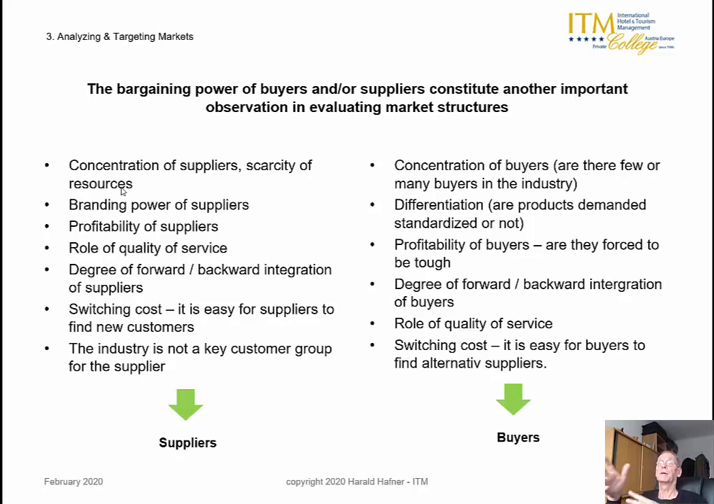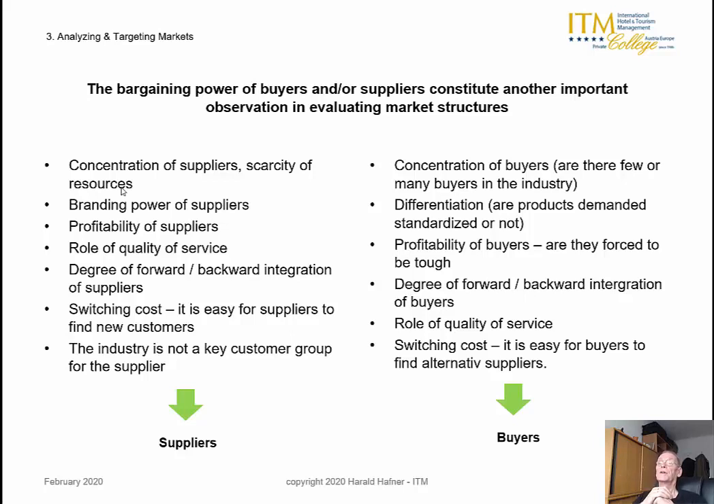Profitability of suppliers, same as with the buyers: negotiations get tough if the profitability of suppliers stands at the forefront. The role of quality and service: suppliers that have a high degree of differentiation will provide different prices and different options. If the market is standardized, the bargaining power is low. The degree of forward and backward integration of a supplier is the same thing as outlined with McDonald's. The switching cost, is it easy for suppliers to find new customers, is the same as with the buyers.